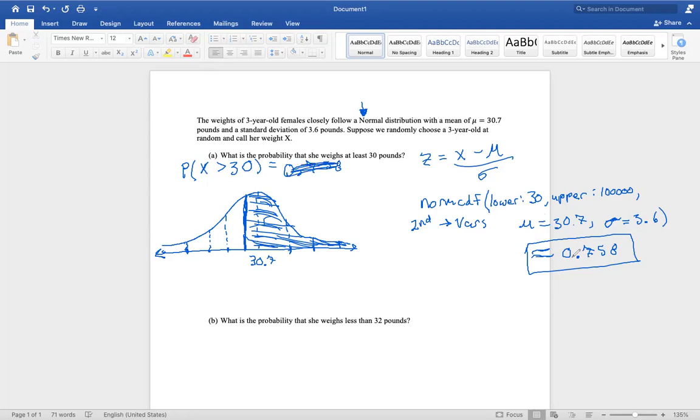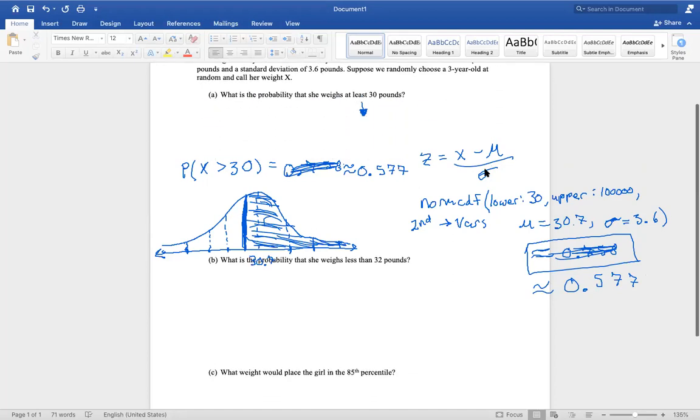Hey, and that is the benefit of drawing this distribution. That 70% looked way too high. So I redid my calculation and I actually got 0.577, which makes a lot more sense of where the 30 would go. So there's essentially a 57.7% chance that the baby's going to weigh at least 30 pounds. Okay, finally moving on to the next question.